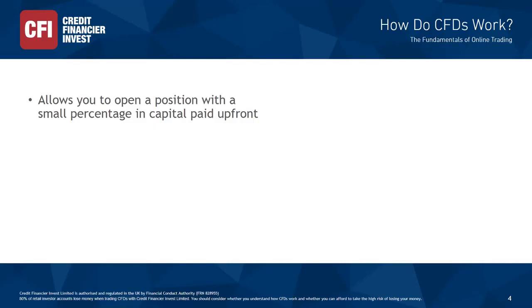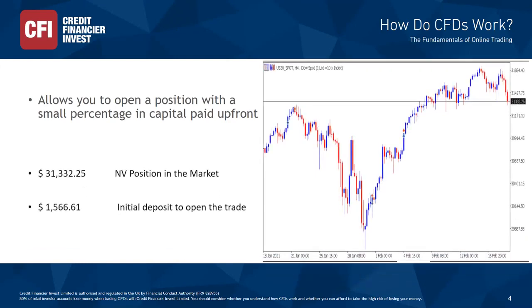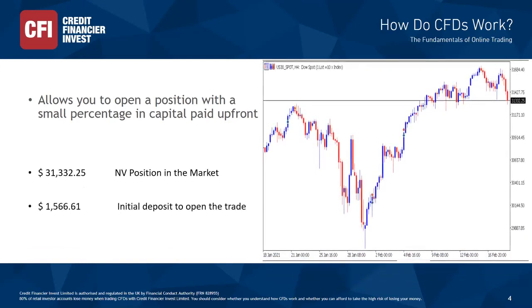So let me give you an example. As we can see here with the US 30 or the Dow Jones, on the right, the price of the Dow Jones at the moment, as the graphic shows, is just over $31,000. And instead of putting up that full amount to open that particular position, all you have to do is put up a small percentage. In this case, it could be 5% or also 10%, 20%. That will depend on the leverage that you have in your account. And I will come to what leverage is in a minute.